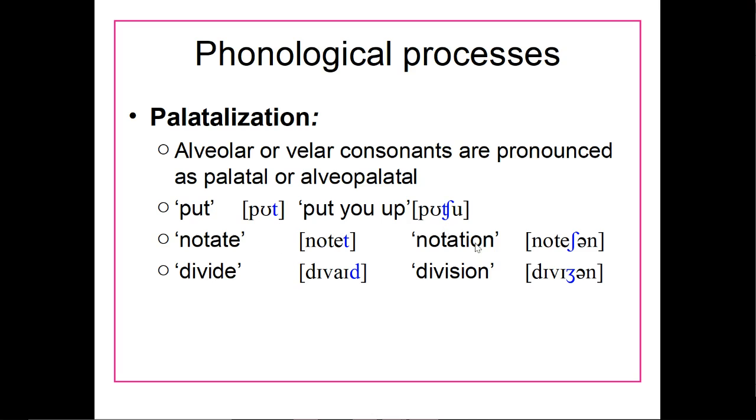So we see that with notate and notation. We see that with divide and division. But basically an alveolar or a velar consonant can be pronounced as palatal or alveopalatal when there is another sequence of sounds immediately following it. This, again, is because when we have things like a stop followed by a vowel sound or a stop followed by a glide, it sometimes can be easier to say these sounds when we palatalize them. So basically, this is another one for ease of pronunciation.